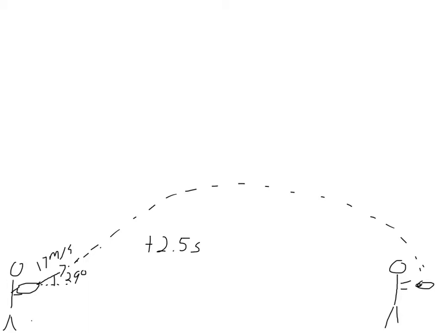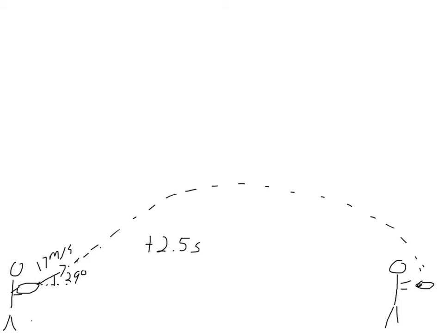And then after 2.5 seconds, the quarterback throws the ball, 17 meters per second, 29 degrees. Ball goes up, comes down, and the wide receiver catches it. Touchdown over Brook High School. Lovely. Now, here's the question that I want to ask.